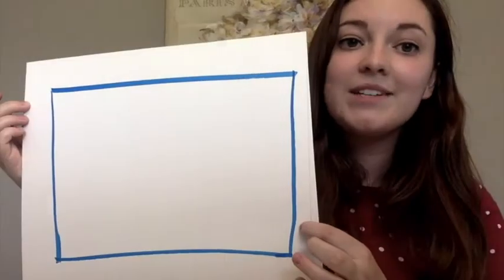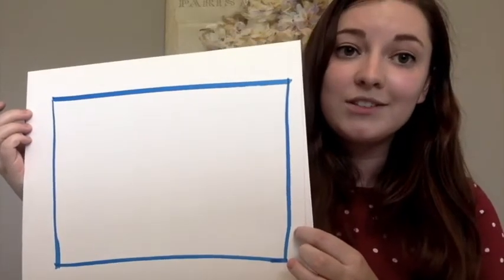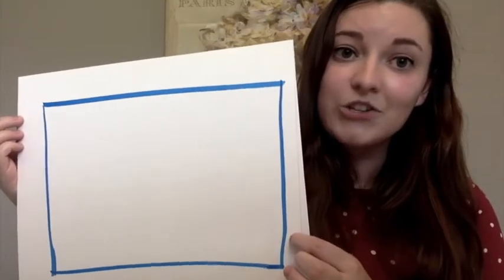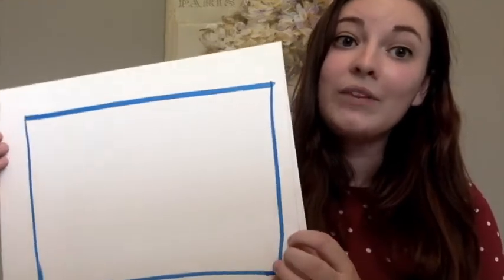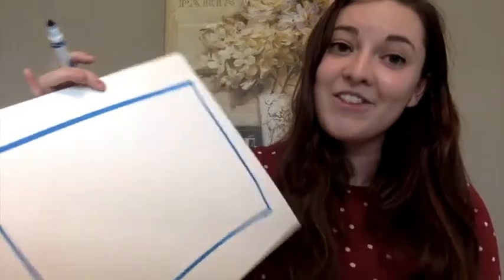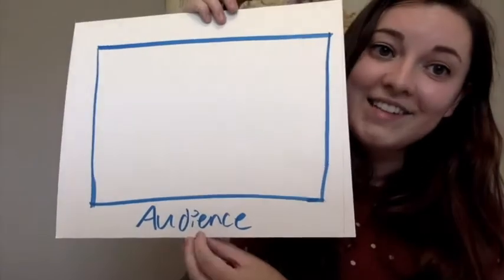Now we're going to break it down into its 3 core sections: stage left, center stage, and stage right. In our diagram, it's important to know, however, where the audience is, right? Because everything is in relation to the audience. So let's put our audience down here.